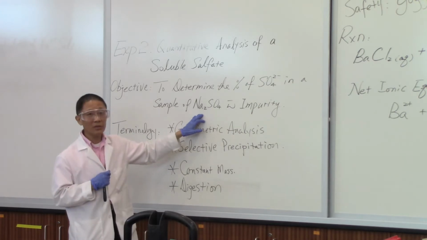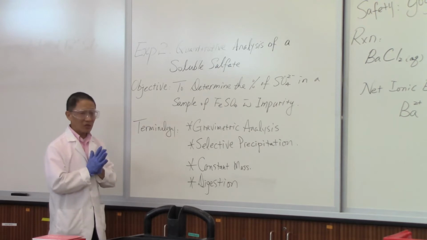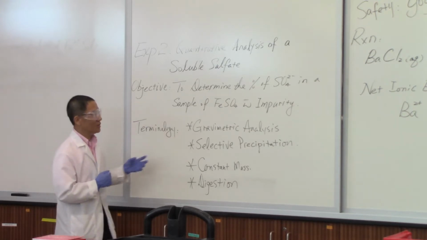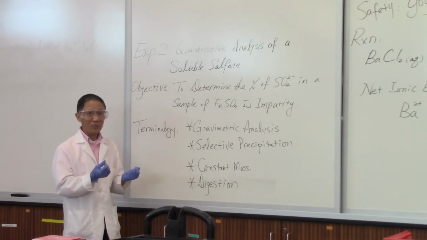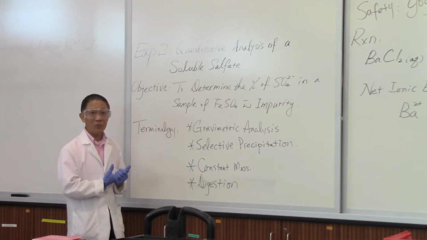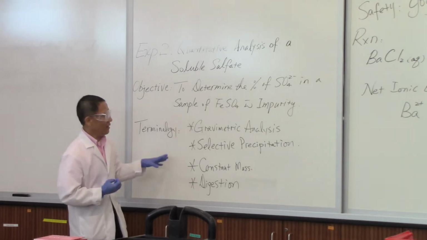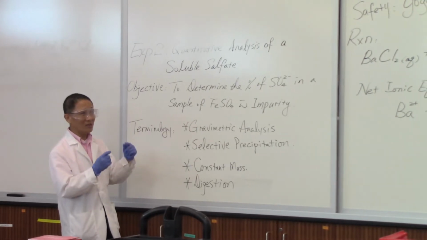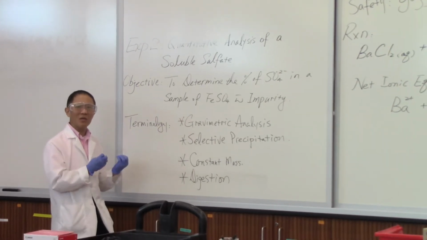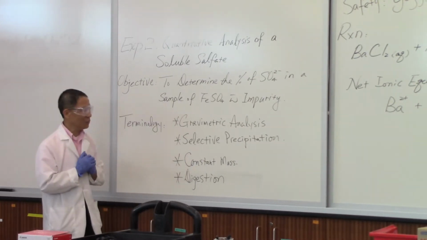sample with impurity. And some of the terminology that you want to get familiarized with, when you read through the lab manual, you will see gravimetric analysis. Basically, that's the analytical process of measuring the mass of the different samples and making sure we have the correct mass measurement. Okay? And then selective precipitation, that's another thing that we will be using today. How do we determine the amount of sulfate ion in a given sample? We use something that we call selective precipitation.